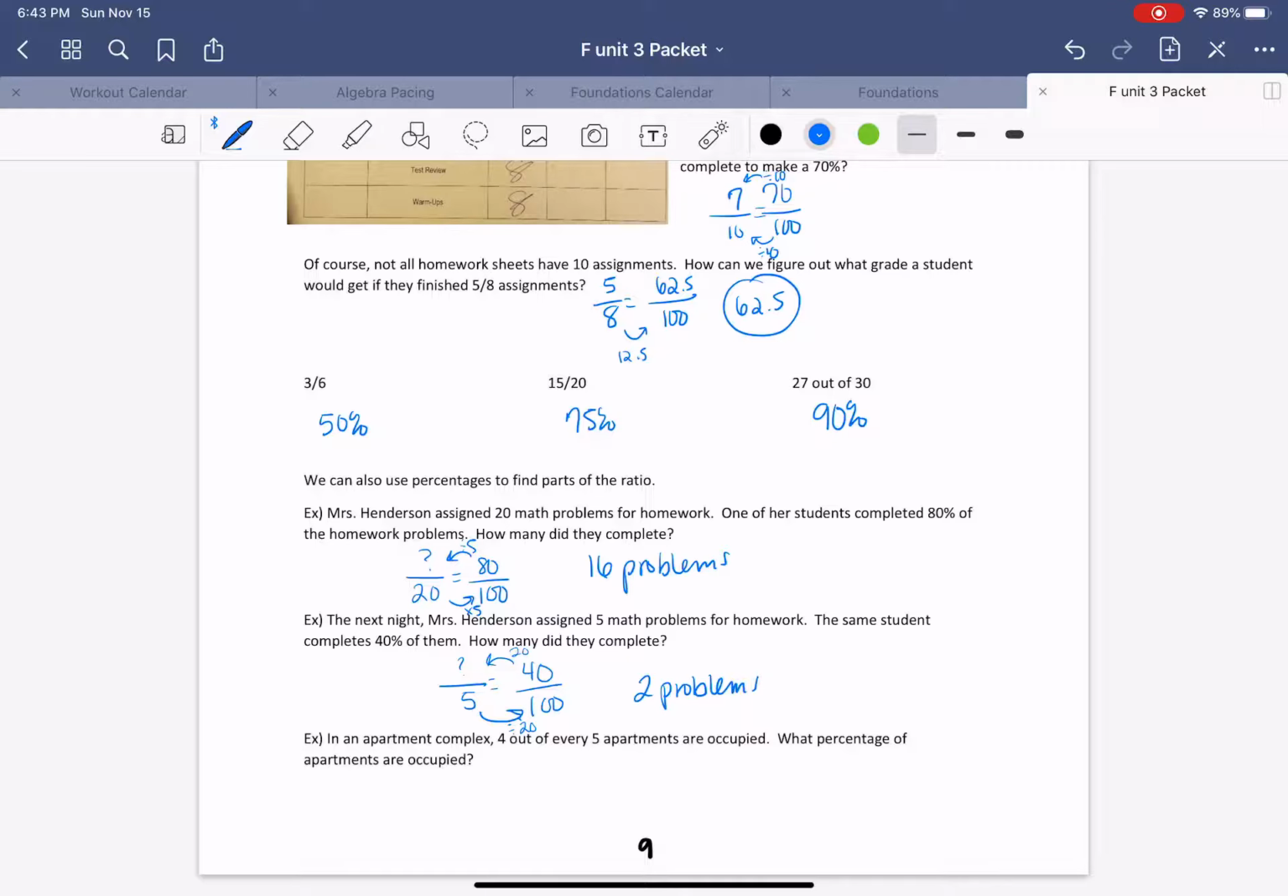In an apartment complex, 4 out of every 5 apartments are occupied. What percentage? So what I would do is do 4 out of 5, then over 100, 5 times 20, and that's going to be 80.